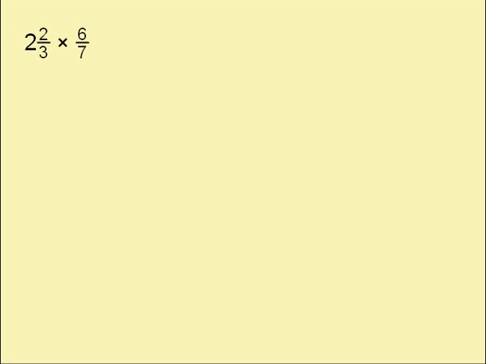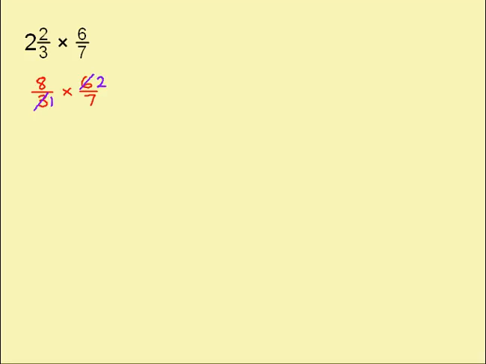In this question, I want to multiply a mixed number by a fraction. To do this, I need to turn the mixed number into a top-heavy fraction before I begin. So I've got 2 times 3, that's 6, and if I add it to the 2, I get 8. So I've got 8 over 3 multiplied by 6 over 7. Now I look to see if there's any cancellation. I can see that 3 goes into 3 once and 3 goes into 6 twice.